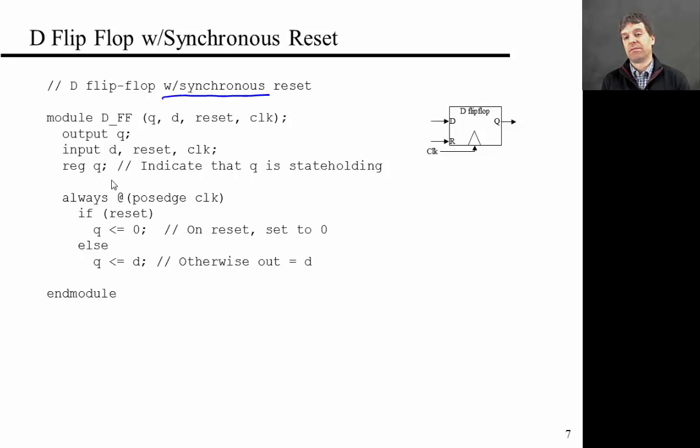Again, Q is a register. It's state holding, and it will change in response to edges of the clock. I'm saying always at the positive edge of the clock: if reset is true, I'm going to set Q to 0. Else, I'm just going to set Q to D. So if reset is not true, I'm acting as a standard flip-flop, just following my input. But if reset is true, I'm going to set it to 0. The reason this is a synchronous reset is because reset is only executed at the edge of the clock.